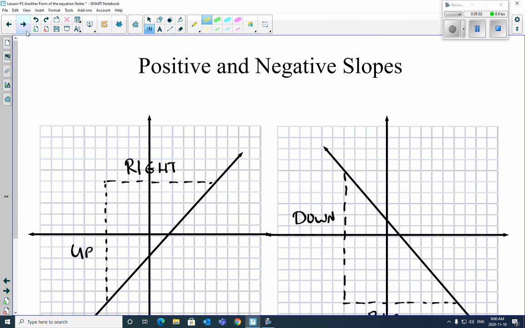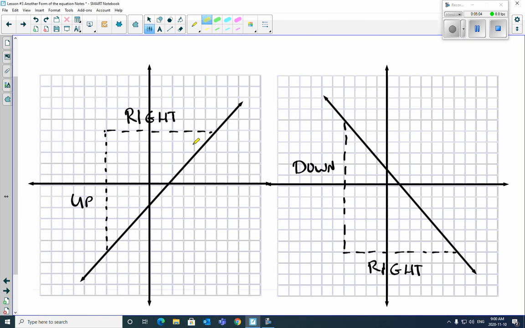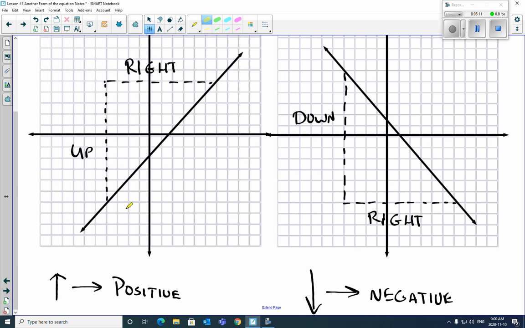Positive and negative slopes. So when we're talking about slope, remember the m is the value that represents that. You can have either a positive slope or a negative slope. And how we determine that is if you look and you start always on the left. In this case, you can see that we're going up. We're going up here and to the right to get points. If it goes up and to the right, it's a positive slope.